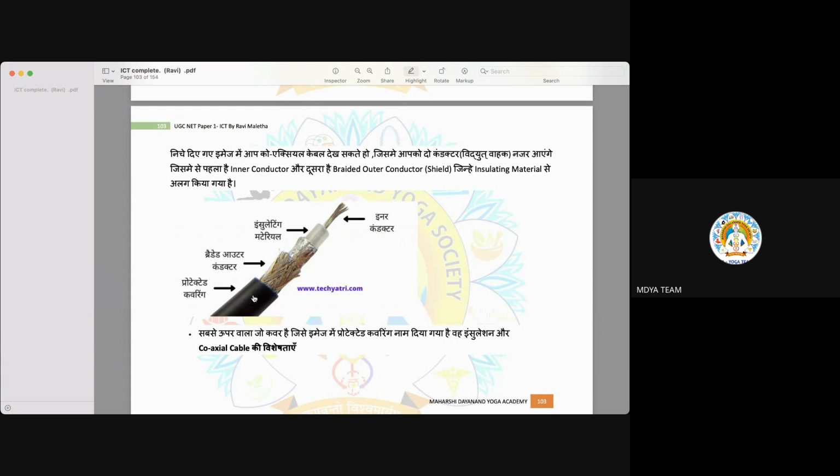And the normal cable which we are using has some limitation, only a limited amount of data can be transferred, but through coaxial cable, a large amount of data can be transferred because there are many wires in a single cable.